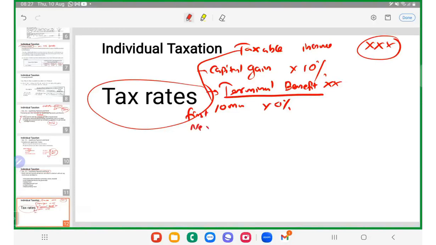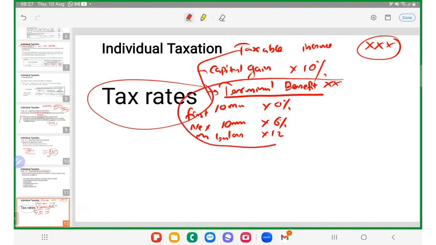next 10 million, 6%, on the balance terminal income 12%. So don't worry about this terminal income, right? But you have to be very careful about the capital gain if there is capital gain.